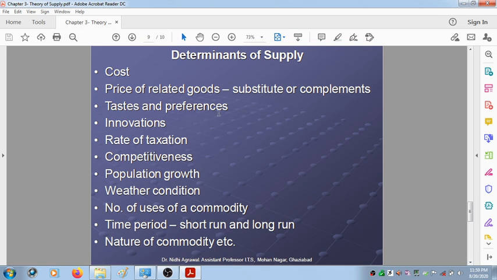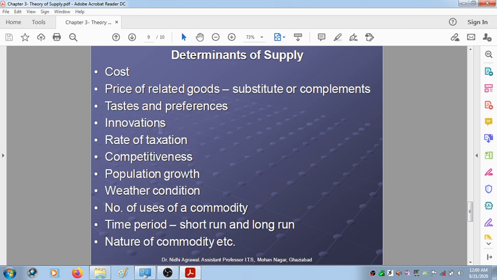Next is taste and preferences. If the consumer taste is going to change, for example, I am the supplier, and consumer taste is deviating from my product, so in that case I need to reduce my supply. If people's preference order is going to change, and they are getting more and more attracted towards my product, then automatically I will try to increase my supply.